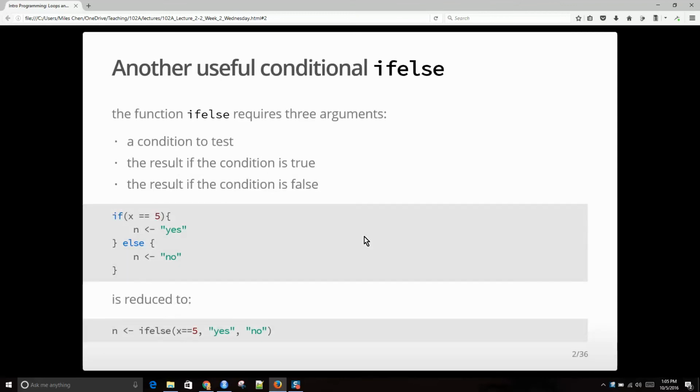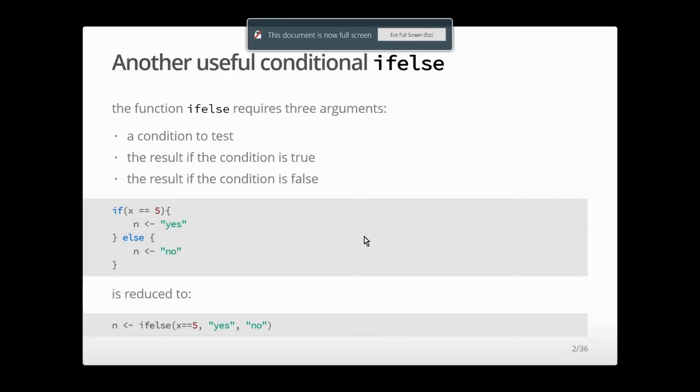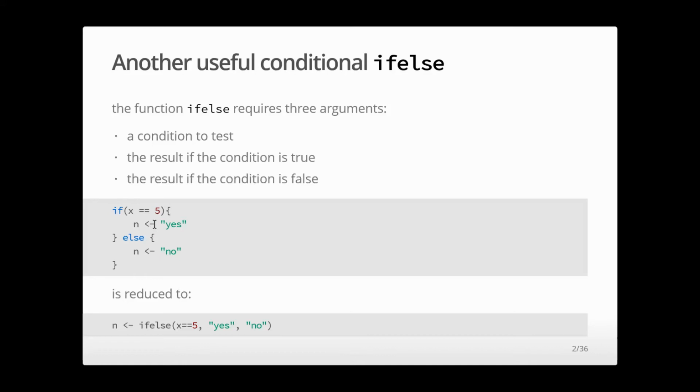All right. So here, another useful conditional that you can use is the if-else. It combines if and else together into just one thing. Normally you can write: if x is 5, then have n become yes, and otherwise have n become no. You can reduce it to one line like this: ifelse(x == 5, yes, no). The result of the ifelse will be the yes or the no, and then you assign that to n here. So that's just a quick shortcut.